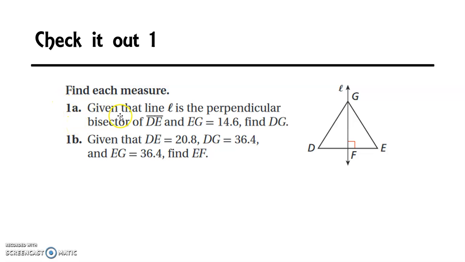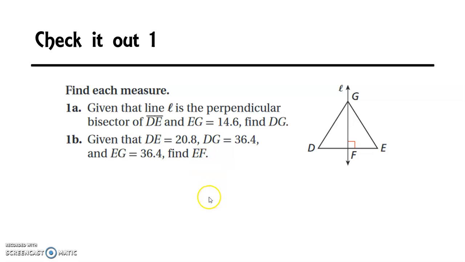In question 1a, they said given that line L is the perpendicular bisector of DE, and EG is 14.6, find DG. And then given that DE is 20.8 and DG is 36.4 and EG is 36.4, find EF.